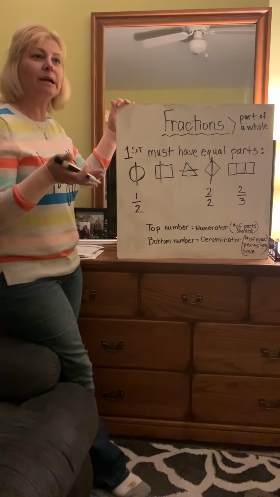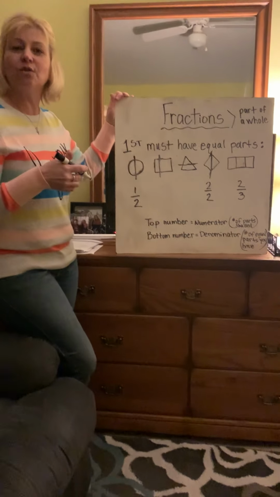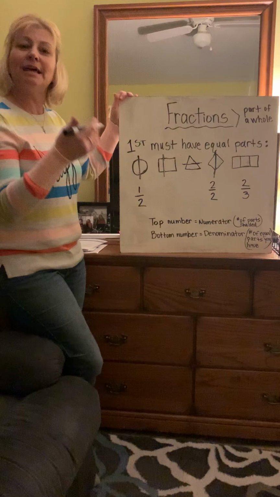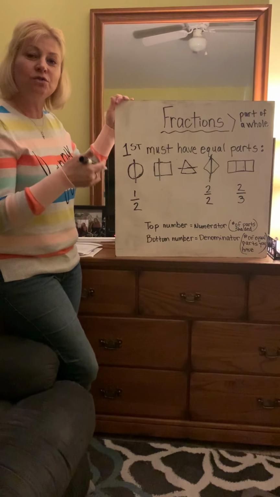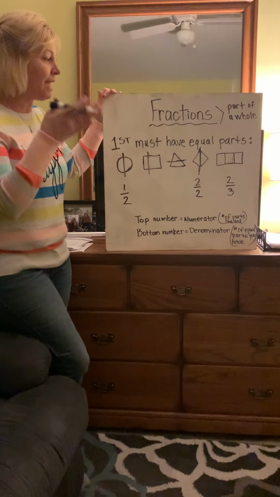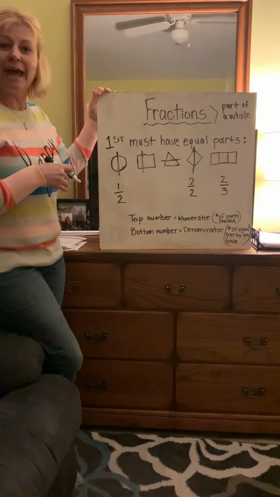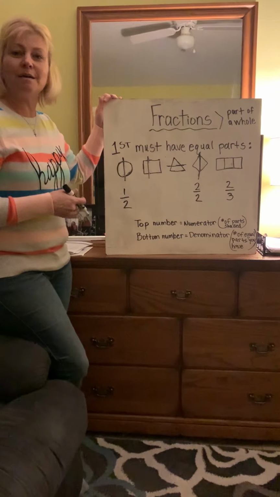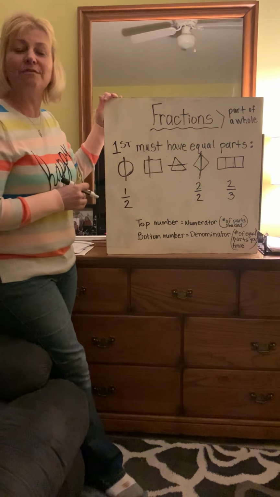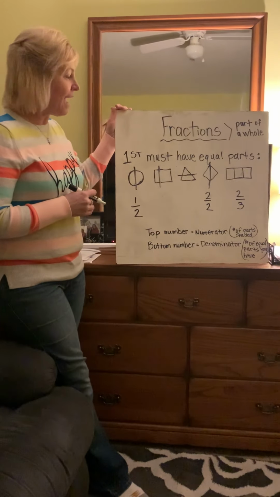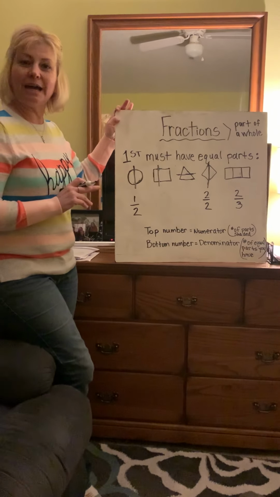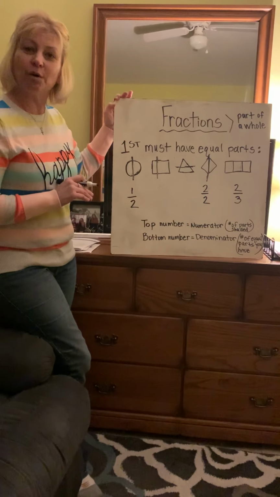Like, for example, a peanut butter and jelly sandwich. If you were going to give some of that to your friend and you wanted to show that as a fraction, you would make the sandwich into 2 equal parts, and then you could give one to your friend. So in order to have a fraction, you have to have equal parts. That is the first step in fractions. You have to have equal parts.